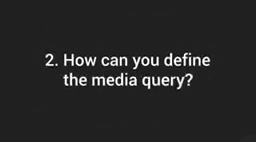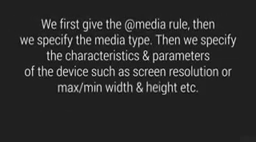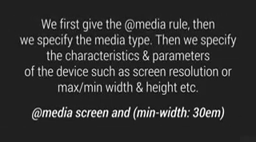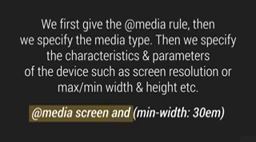The second question is, how can you define the media query? As we saw in the syntax explanation, we first give the @media rule, then we specify the media type, that is screen or print, etc. And then we specify the characteristics and parameters of the device, such as screen resolution or max and min width and height, etc.